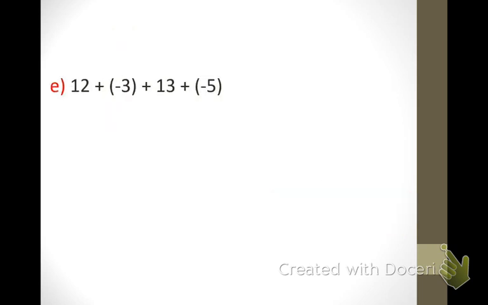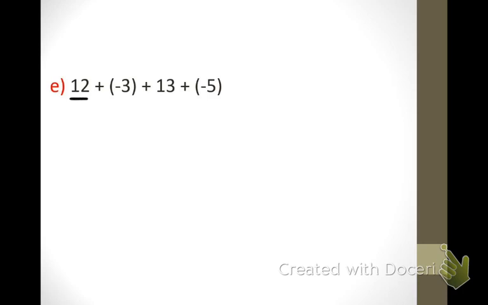All right, this next example, problem E, is a little bit longer than the other ones, but we're going to use the same exact rule. It's saying 12 plus -3 plus 13 plus -5. There's a couple different ways that you could do this. You could rearrange the numbers. You could put all the positives together. You could put all the negatives together. I'm going to show you one way that you just kind of work from left to right.